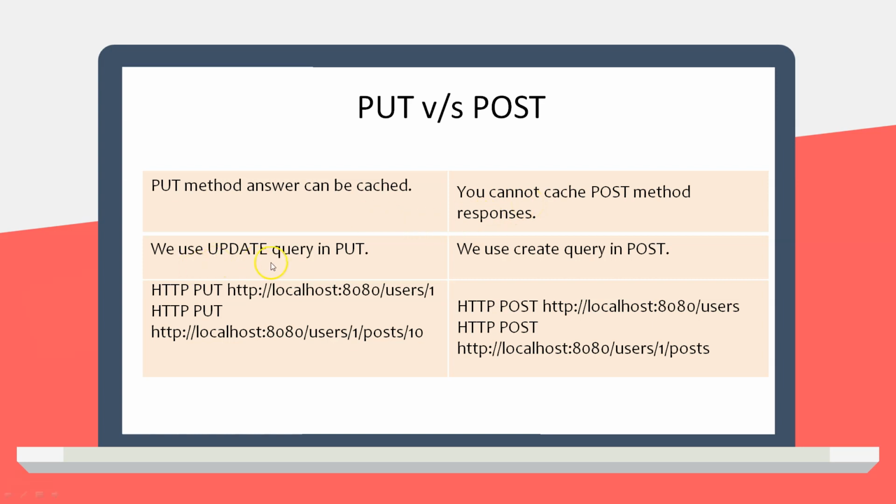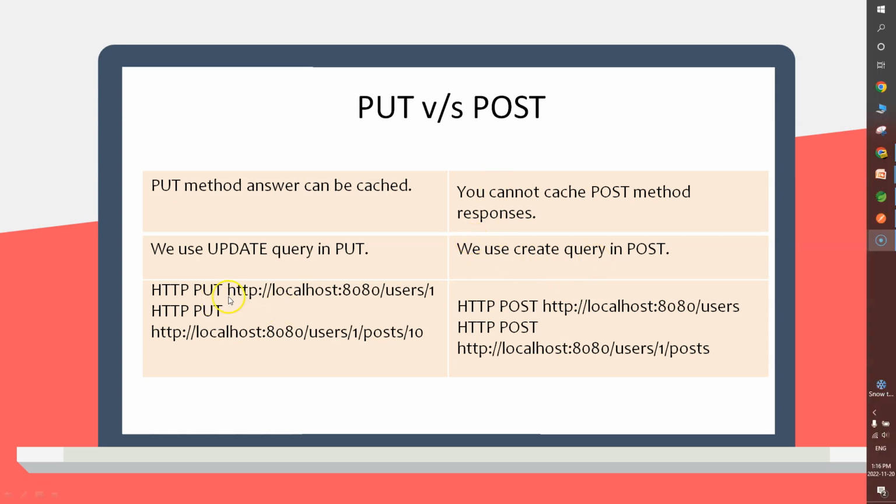Okay, we use an update query in put. So while making a put call, in the backend we are using update SQL, but in the case of post we are using create SQL to insert a record into the database. The endpoint to perform the put operation will have a value, an ID, at the end. For example, I want to update user details where ID equals 1. But in the case of post, you will not have that ID.